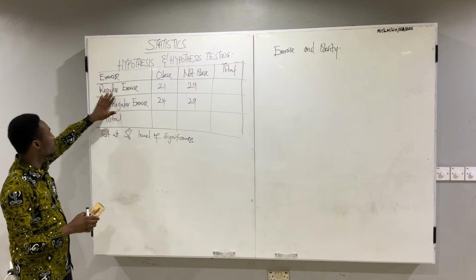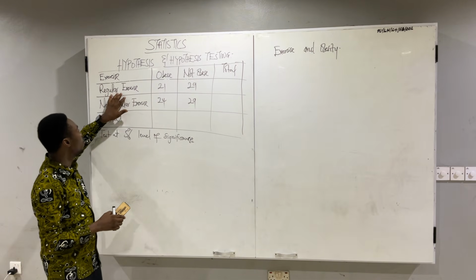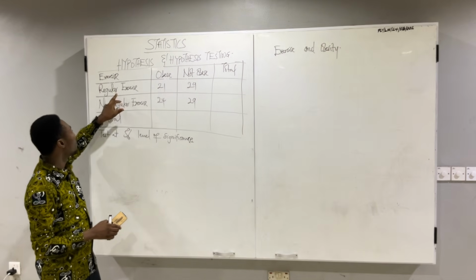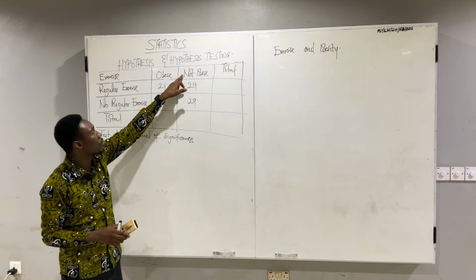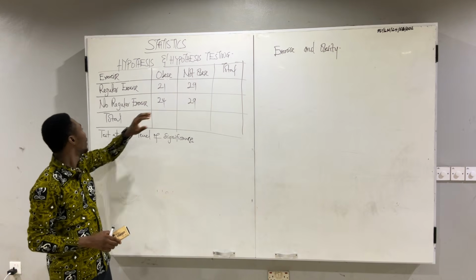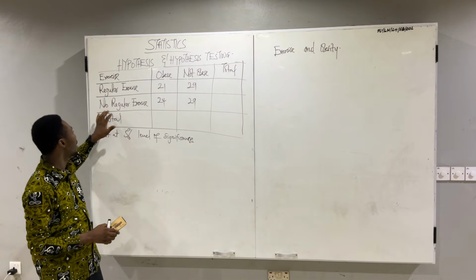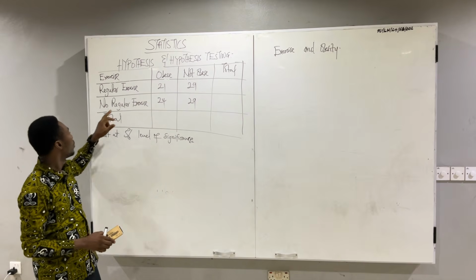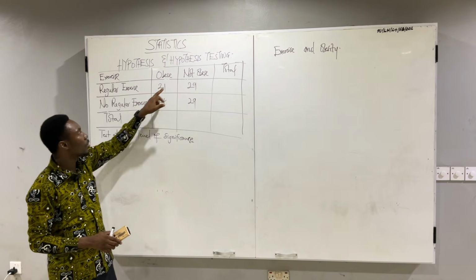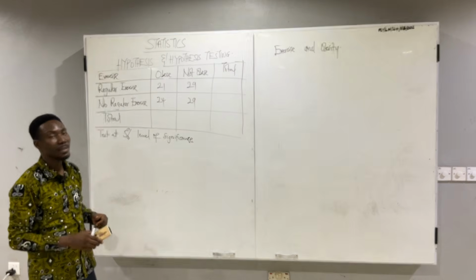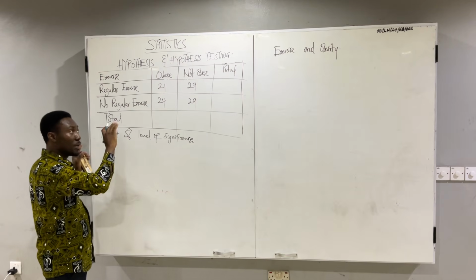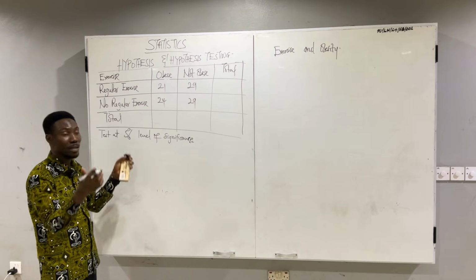Okay, so we see we have regular exercise. People who engage in regular exercise who are obese, they are 21. People who engage in regular exercise who are not obese, they are 29. People who do not engage, no regular exercise, who are obese, they are 24. No regular exercise, who are not obese, they are 29. That's what the table is telling us. Now, you have to complete the table. Usually, when we give you a table like this, make sure the table is complete.